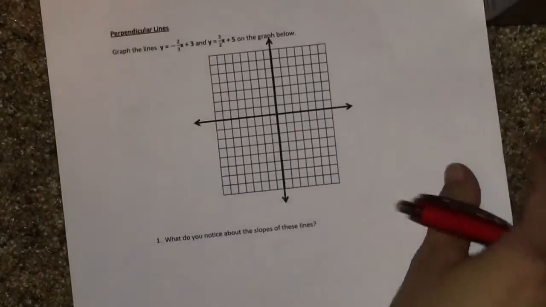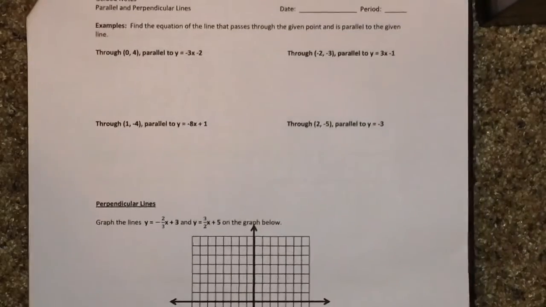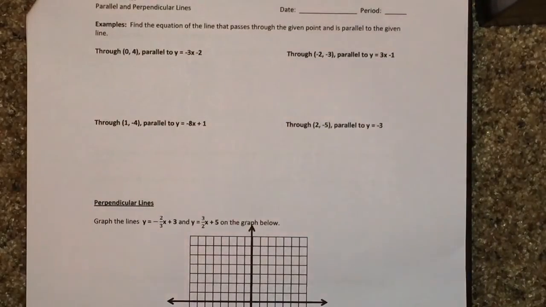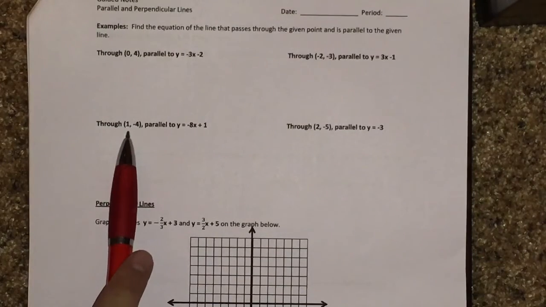Let's go through another example. Find the equation of the line that passes through the given point and is parallel to the given line. We are going to do this example right here. Example number 3.